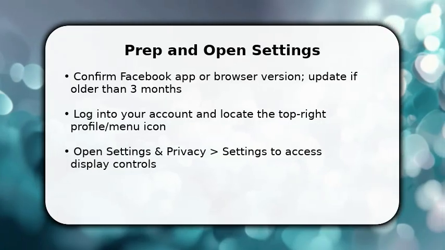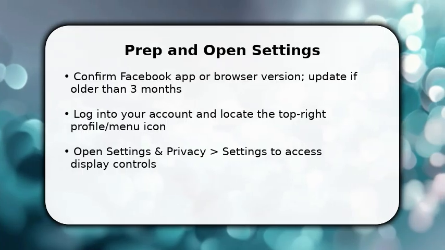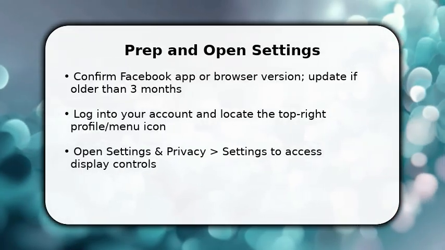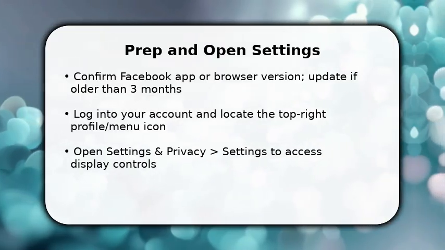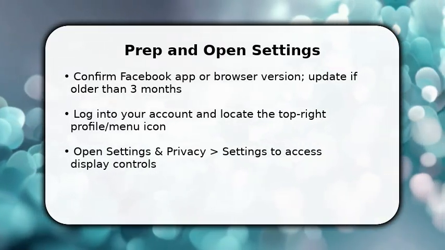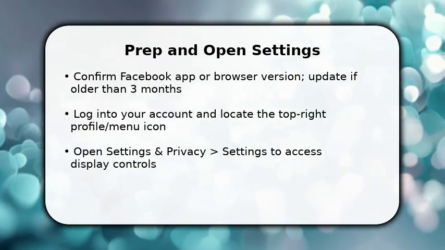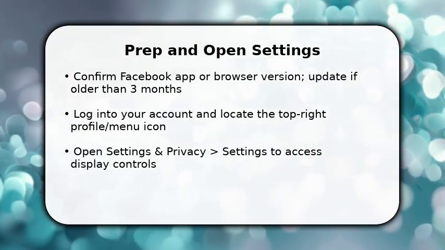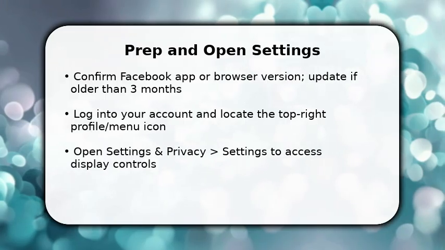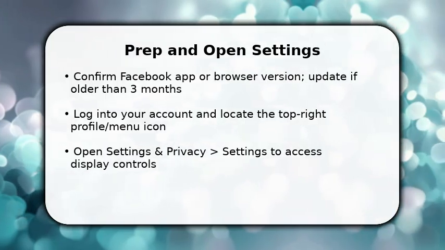You start by ensuring the app or browser is current. Outdated builds often lock layout options. Once logged in, tap the profile or menu icon at the top right to reveal settings and privacy. Select Settings, then look for Display or Accessibility sections because menu placement options live there. You do this now so the interface elements you need are visible.